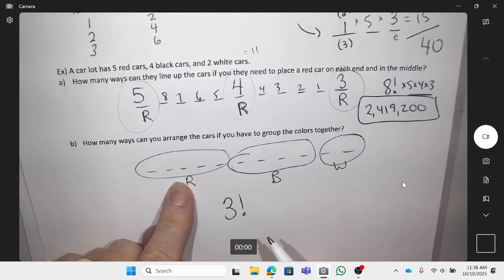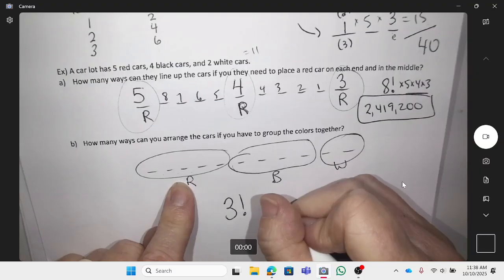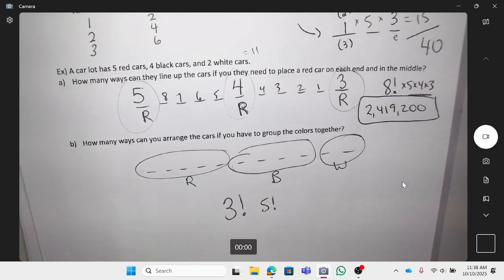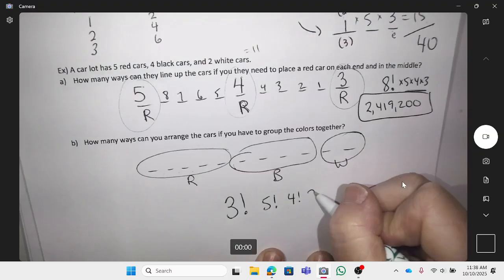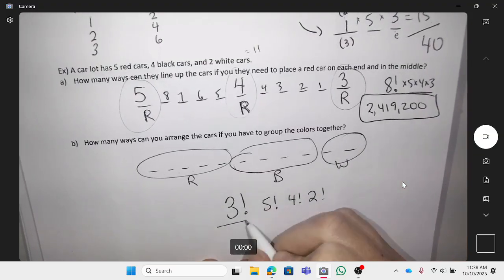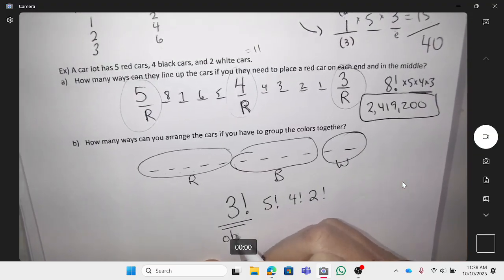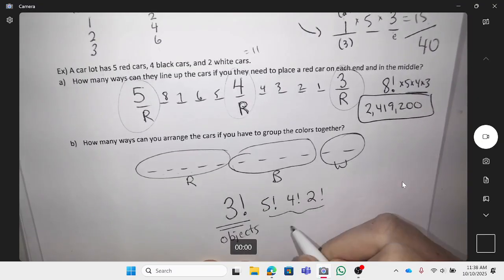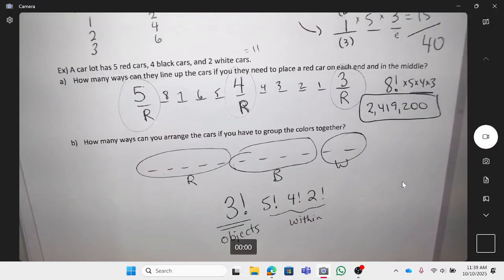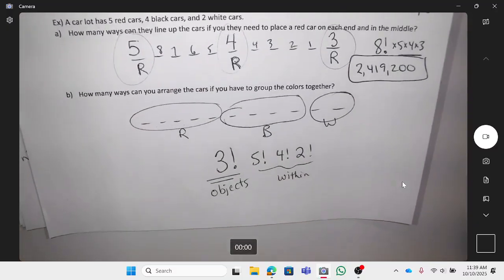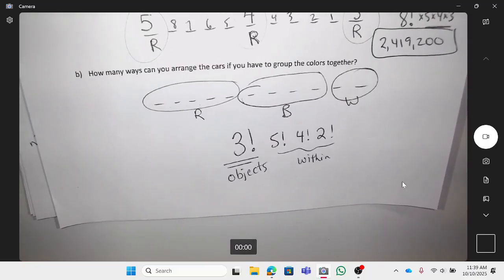But what could the red cars do? They could move around inside themselves, and then the blacks, and then the whites. So how many objects, and then what are they doing within? So we did this strategy before, right? When Andrew and Zach wanted to sit beside each other, how many objects are you moving, and what's happening within their little grouping?